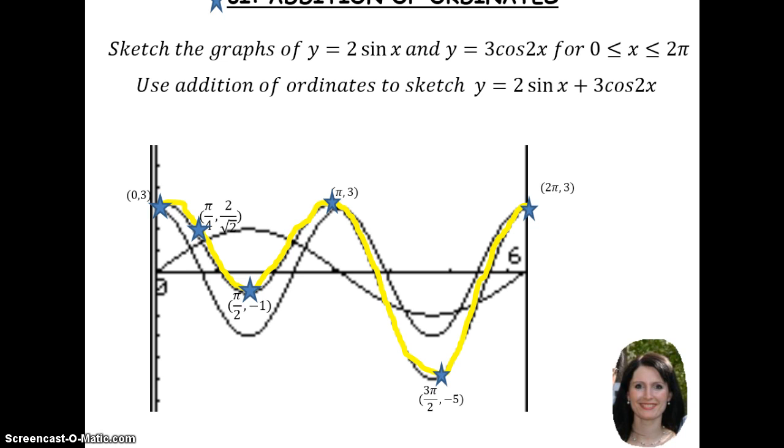What we can see is that even if you just look at the graph and add together the points of the other two graphs, so for this 2 pi value, for our graph of 2 sine x, we have a value of 0. Whereas for our graph of 3 cos 2x, we have a value of 3. So when I add those together, I get 3, which is my value for my graph when I add those ordinates together. You'll find that each part of the yellow line is a sum of the other 2 lines. And that's all we need to do for addition of ordinates.